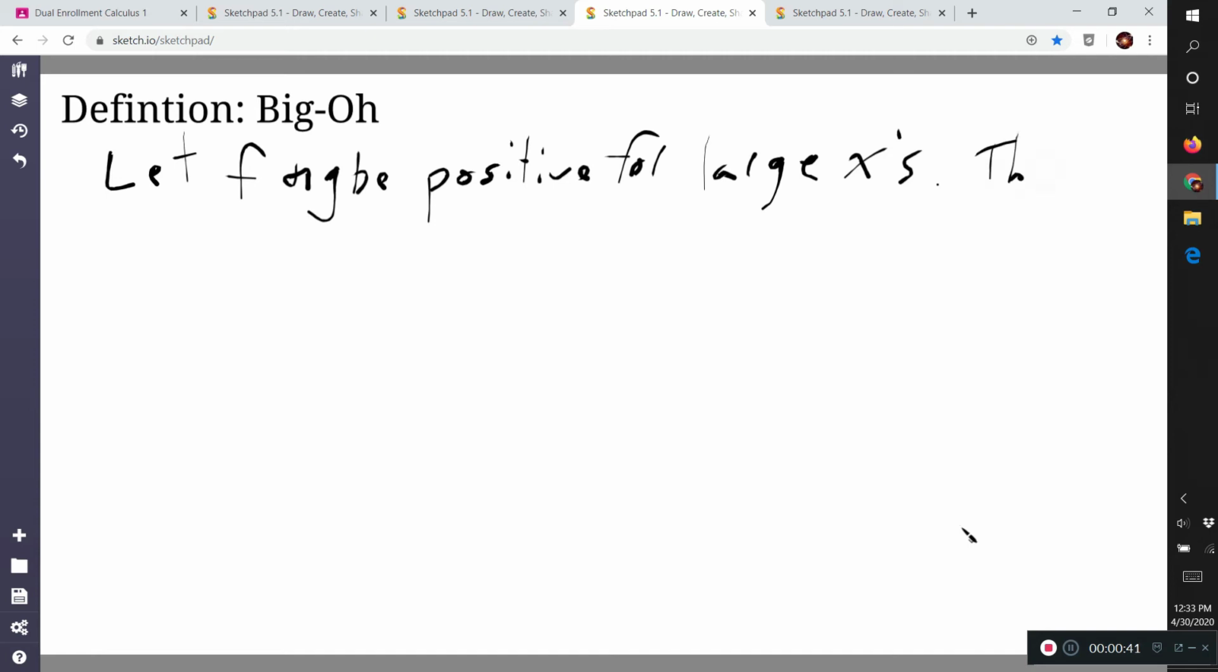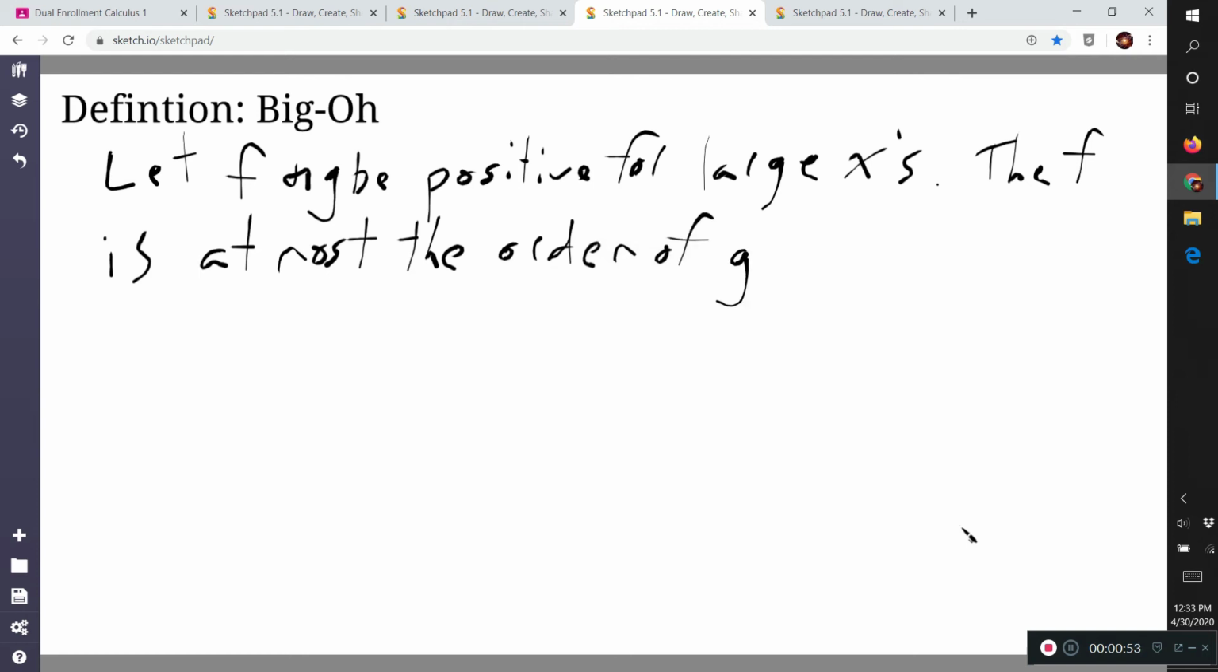Then f is, and this is tricky wording, at most the order of g. And what we mean by that is at most means it grows as fast or it grows slower. Those are the options.